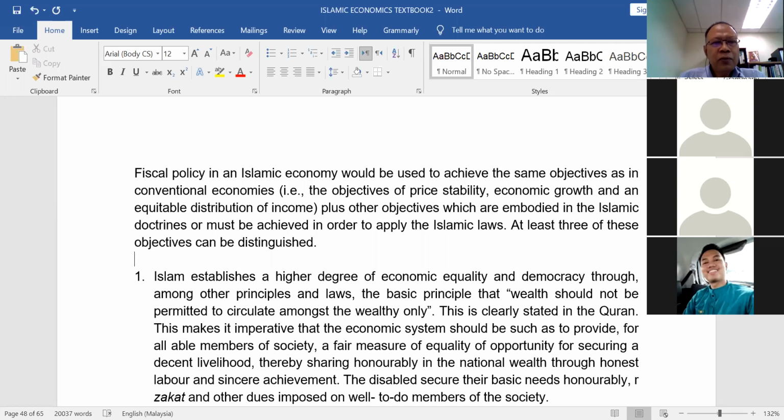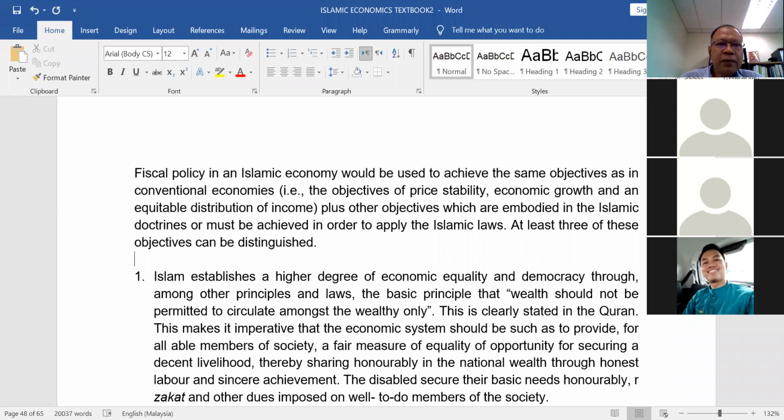Okay, so sambung. Fiscal policy in an Islamic economy would be used to achieve the same objectives as in conventional economics. Okay, objektif dia lebih kurang sama ada conventional ataupun Islamic fiscal policy.